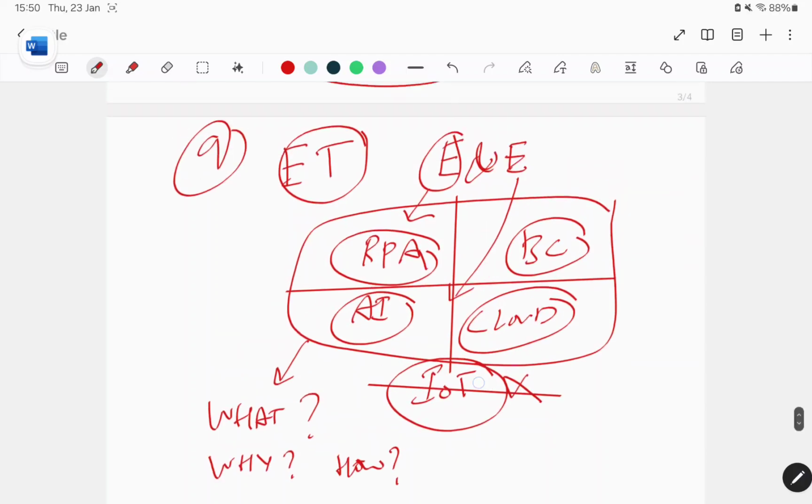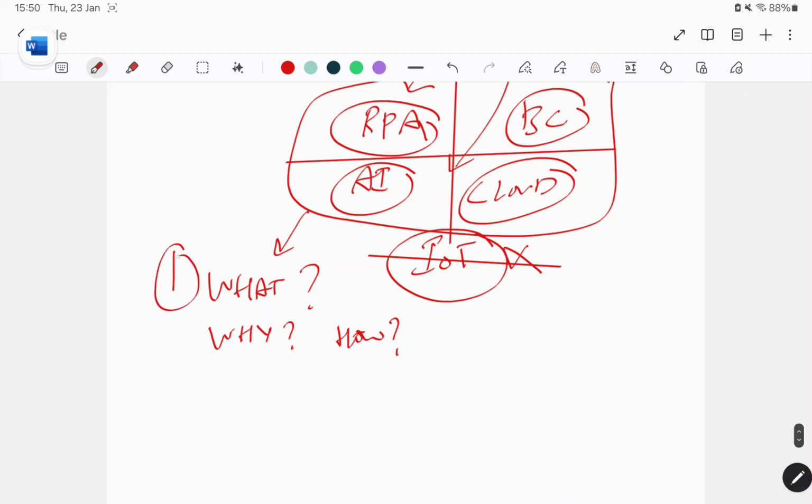This is the first part. The second part is you also want to know the very important big C. What is the C over here? What are the challenges?